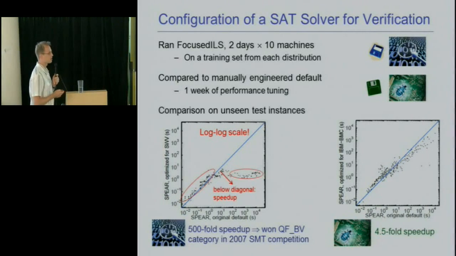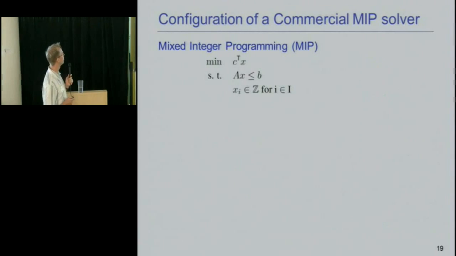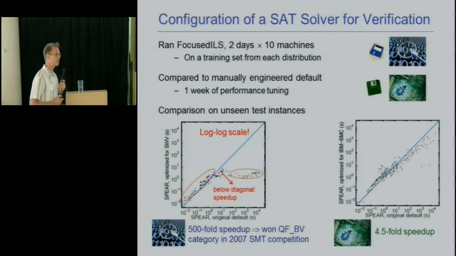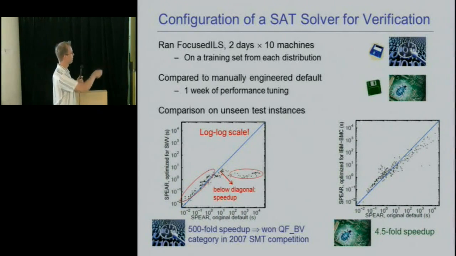All right, so much for SAT. Let me move to MIP. If you flipped the algorithm setting to the two problem sets, how did they do? They didn't do all that well. The default was not all that bad. It wasn't actually great, I must say. Especially for the software verification set, it wasn't all that great. So using this set here did quite okay.